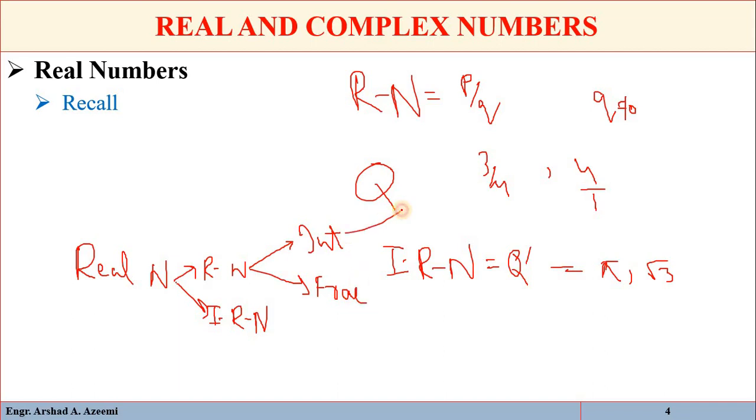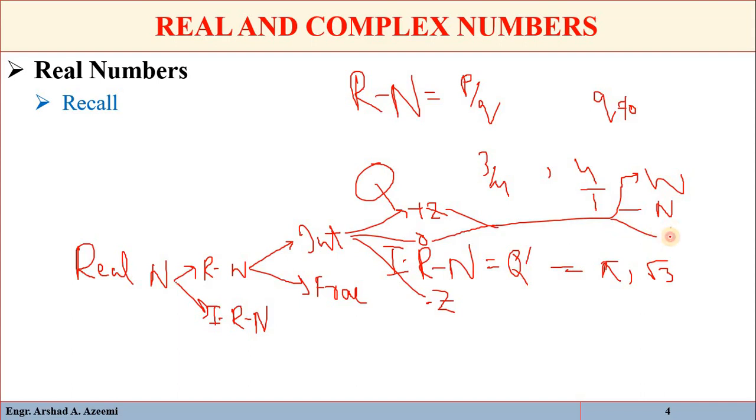Then in integers we have positive numbers, we have 0, and we have negative numbers. The positive numbers and 0 are classified into different classes. One is called the whole number, second one is called the natural number, then we have the even number, the odd number, and the prime number. So this is the classification or categories of the real numbers.